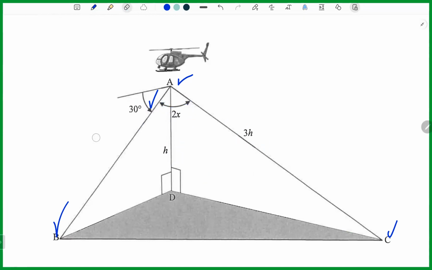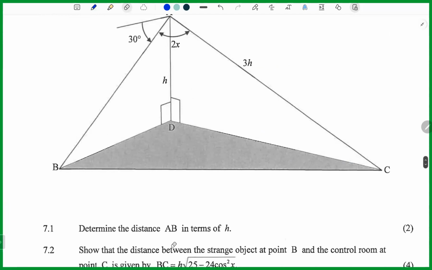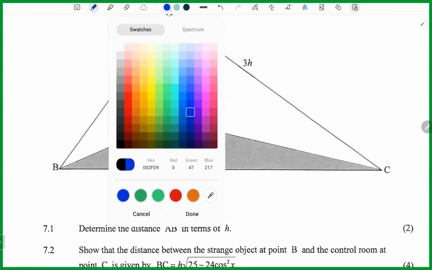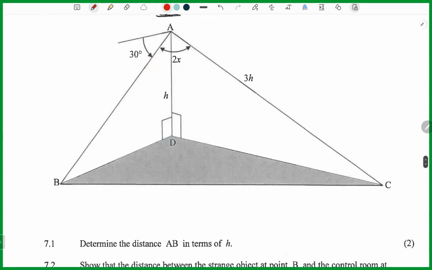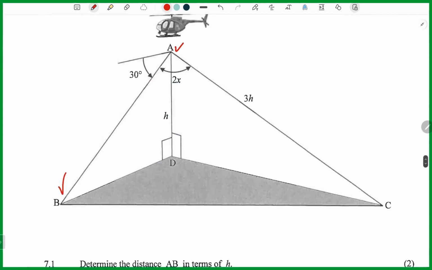And then, what are the questions? Determine the distance AB in terms of h. So if this is A and that is B, we need the distance in terms of h. How can we find this distance in terms of h?